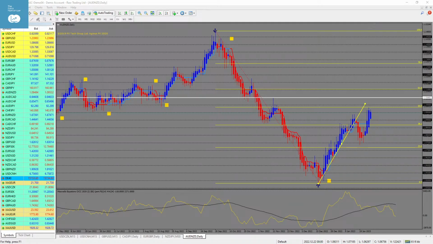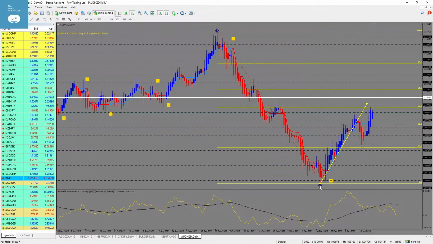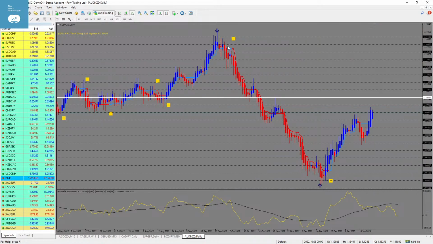I want to delete here this line for a moment. I don't want to delete a complete indicator. So I think it's the same like the pair before.